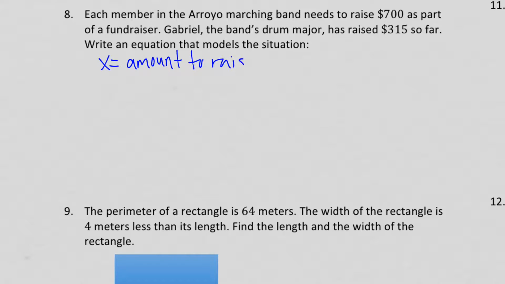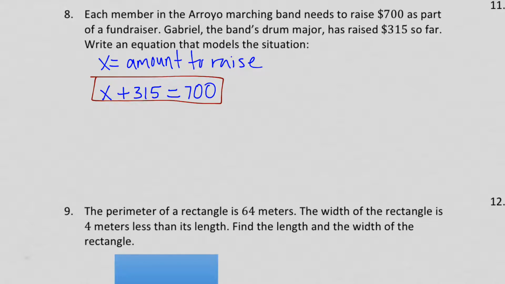So I'm going to use that to write an equation. If I know the amount he still needs to raise, and I add it to 315, which is what he has already raised, it should give me the total, which is 700. That's one equation for this situation. The amount he has to raise plus 315 should give you 700.